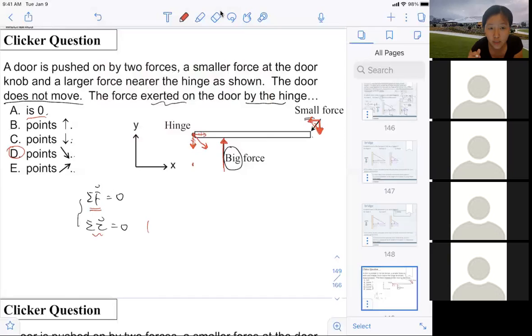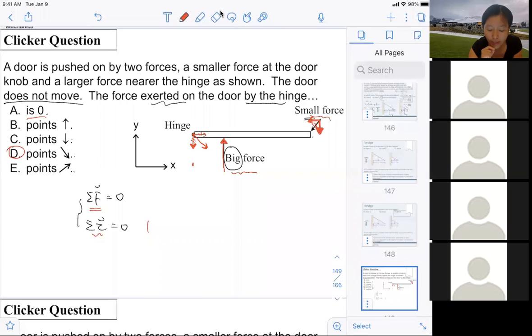Now if you put it at the hinge, I agree, the force from the hinge does not give you any torque. The torque needs to be balanced by the bigger and the smaller force. So the smaller, you can see, is trying to rotate clockwise, the big force is trying to rotate it counterclockwise. And the smaller force also has a longer lever arm. The bigger force has a shorter lever arm, making it possible to also balance the torque.